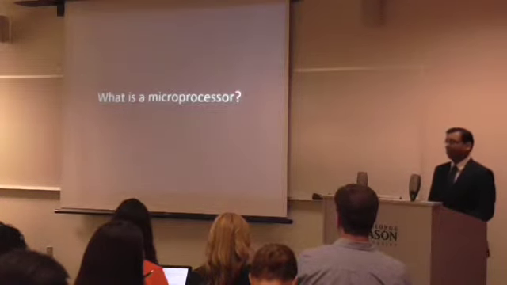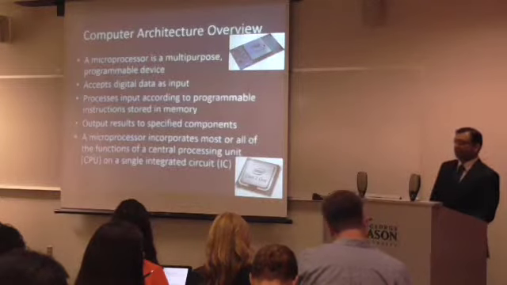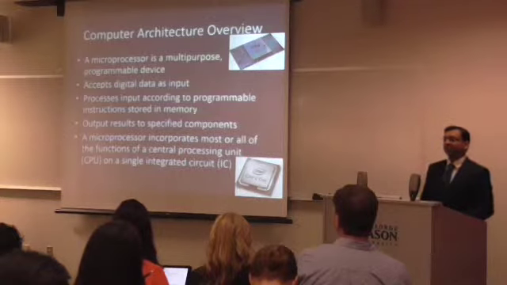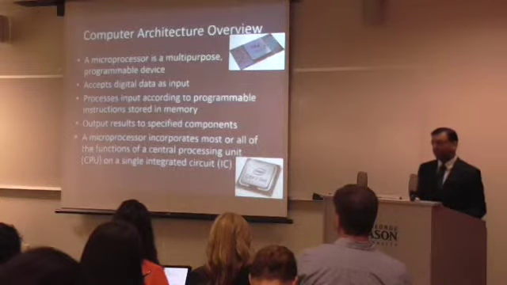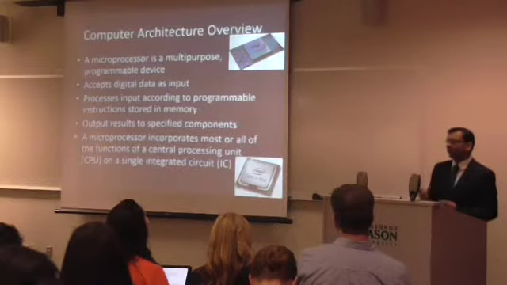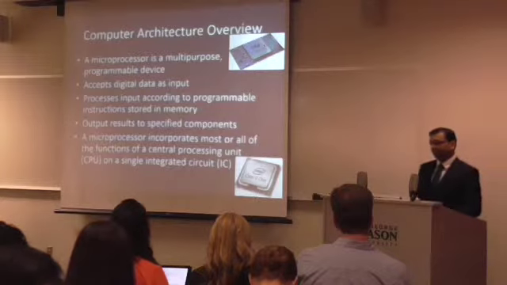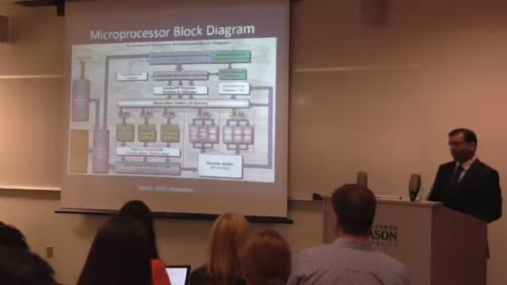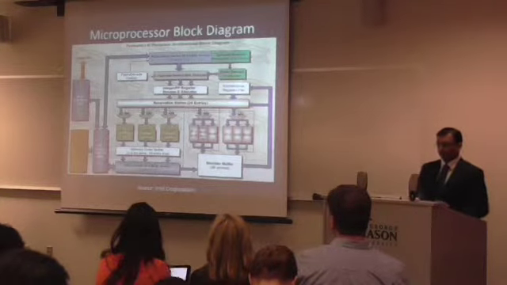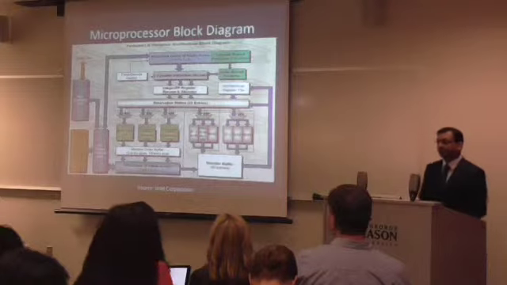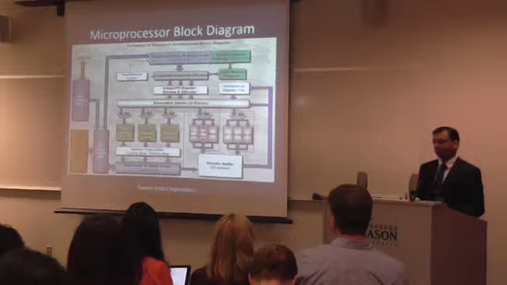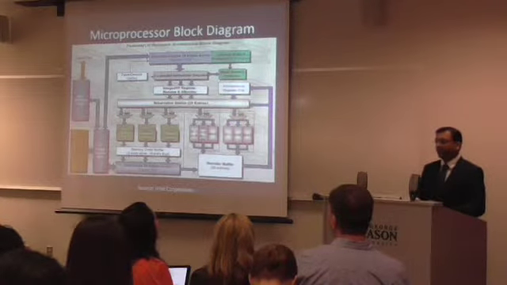So what is a microprocessor? A microprocessor is a multi-purpose programmable device. It accepts digital data as an input and processes the input according to programmable instructions stored in the memory. So basically it's a small chip. As you can see here, it's an integrated IC that is programmed for all these things. If you go inside the processor, you'll find these different parameters: a cache memory, reorder buffers, and register files. These are the different parameters which are there in the microprocessor.